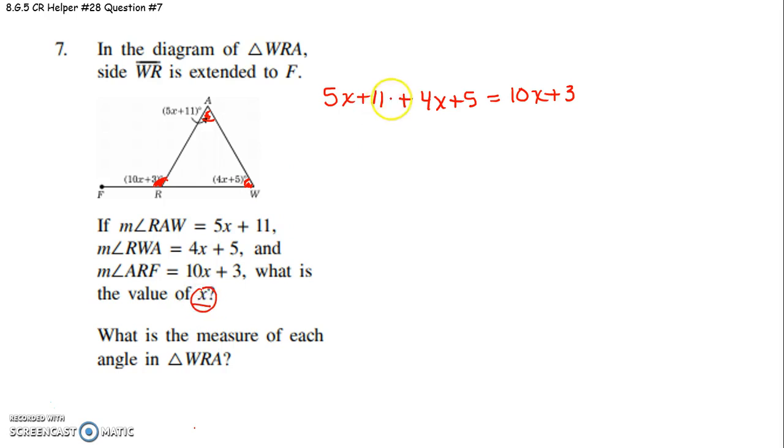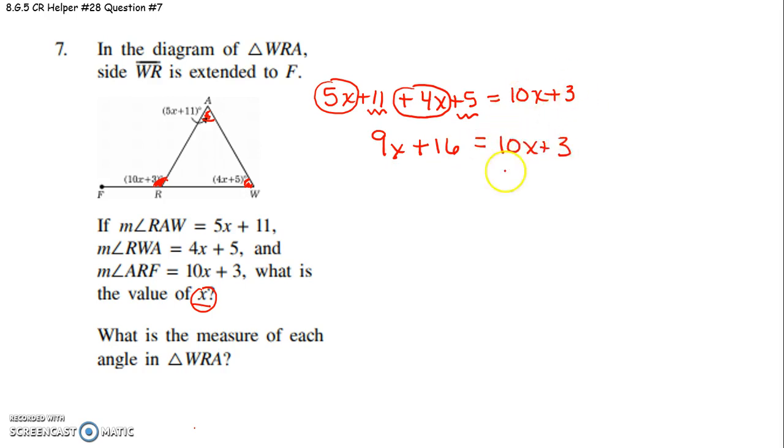Now that we have our equation set up, we're just going to solve this equation to figure out the value of x. On the left-hand side of the equal sign, we'll combine like terms. 5x plus 4x is 9x. I can put those together because they both have x's, and they're on the same side of the equal sign. Then 11 plus 5 is 16. Positive 11 plus a positive 5 is a positive 16.